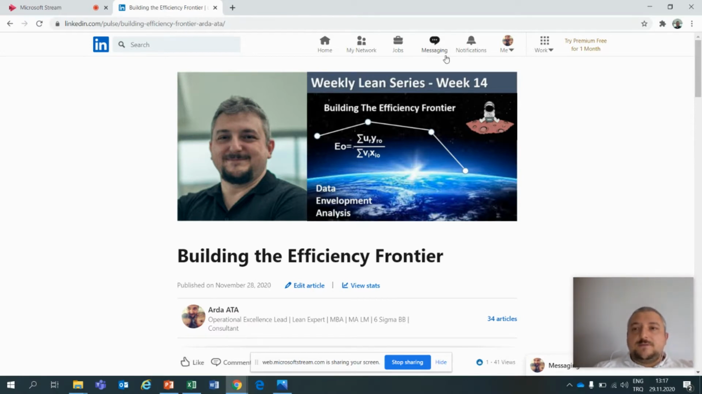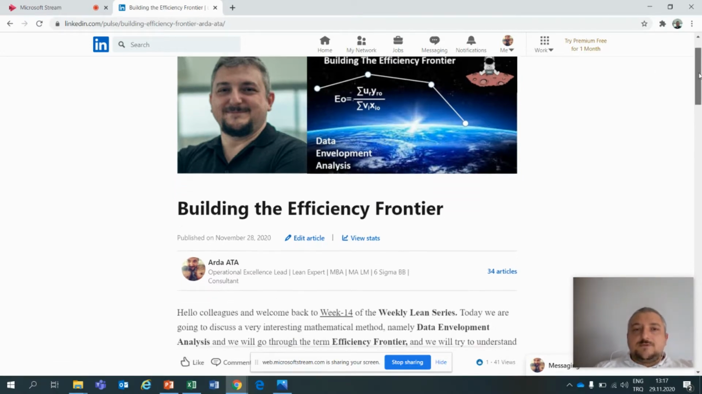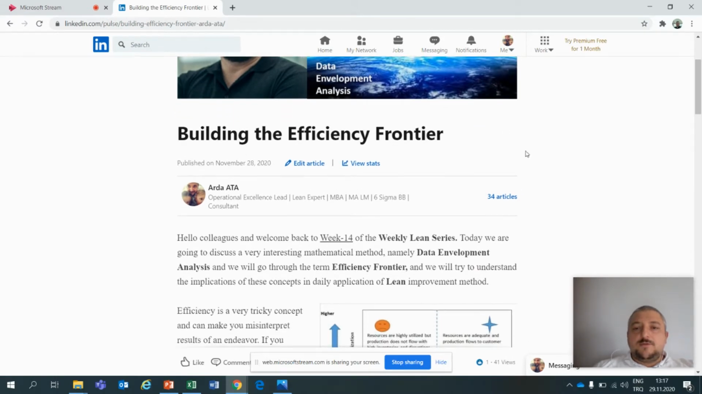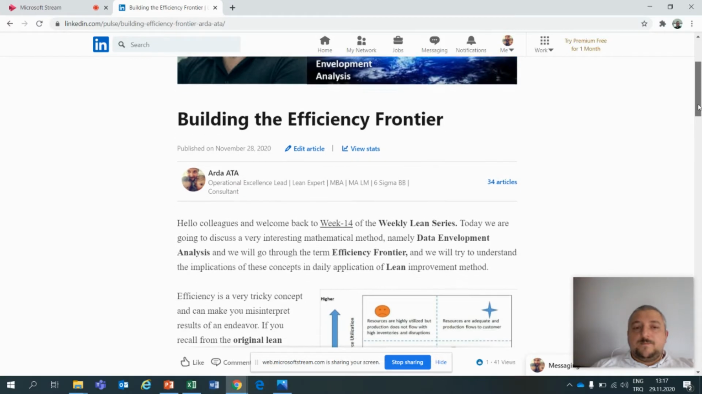Building the Efficiency Frontier. I just wanted to mention here a different concept, a different calculation methodology, namely data envelopment analysis, and it also contains the term efficiency frontier. Let us try to understand how we can use this concept as a lean improvement method.